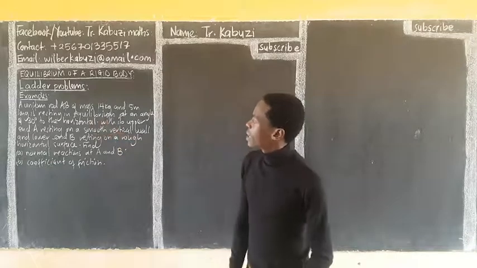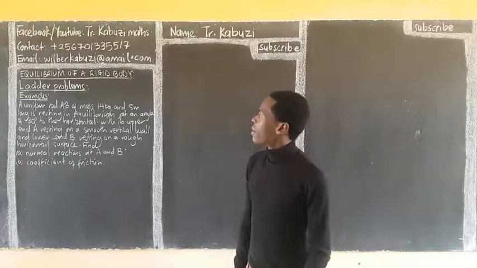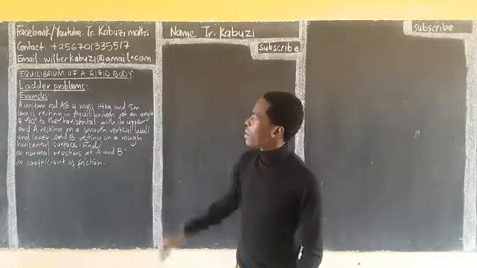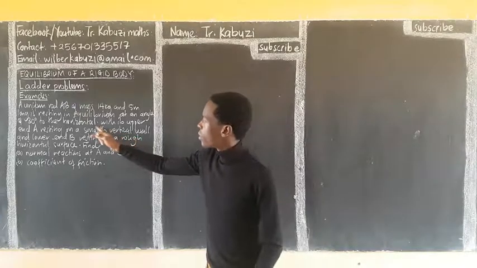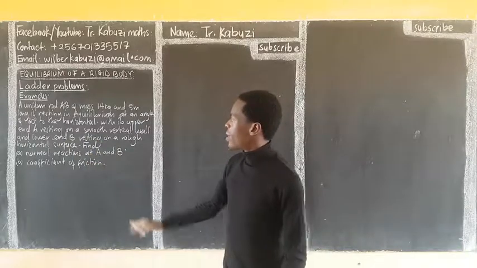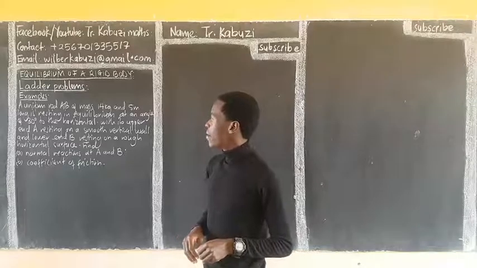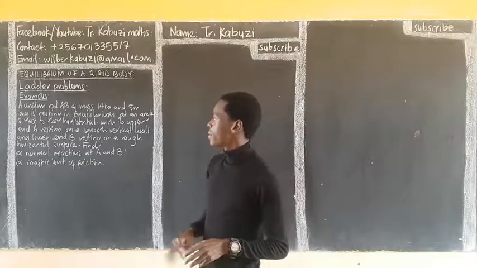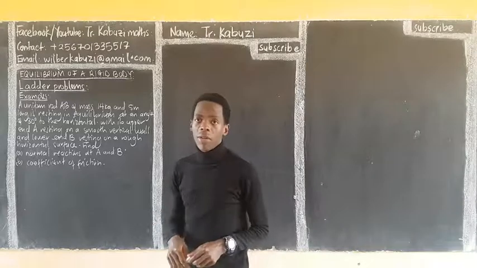A uniform rod of mass 14 kilograms and 5 meters long, resting in equilibrium at an angle of 30 degrees to the horizontal, with its upper end resting on a smooth vertical wall. The word smooth means we are not going to have any friction. And the lower end resting on a rough horizontal surface. Find the reactions at A and B, then the coefficient of friction.